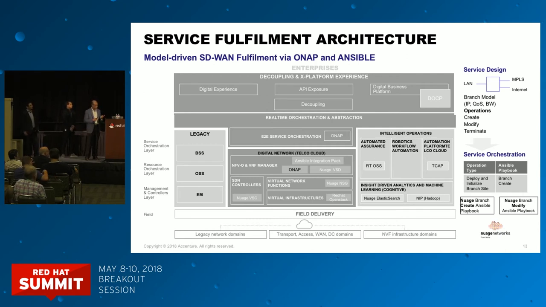And the orchestration is essentially saying, okay, what operation do I want to do on the branch, and what is the playbook, as Kyle talked about, that does that operation for me, right? It's really keeping it very simple at the service model orchestration layer and letting the platform underneath do all the nitty-gritty detailed work about how to actually activate the service.